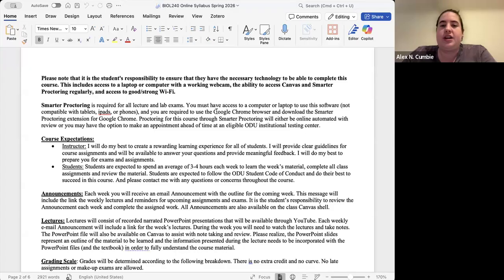To use Smarter Proctoring, you need to have a computer or a laptop with a webcam. It can't be a tablet, an iPad, or a phone. It just doesn't work with this software. This Smarter Proctoring software works in Google Chrome because it's an extension that you easily install in Google Chrome. You will need to use Smarter Proctoring for this course.